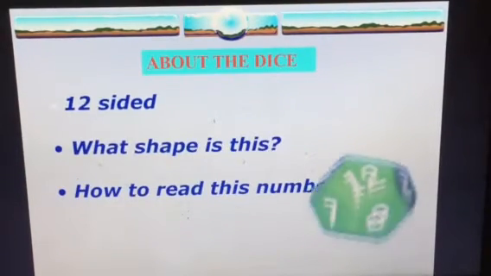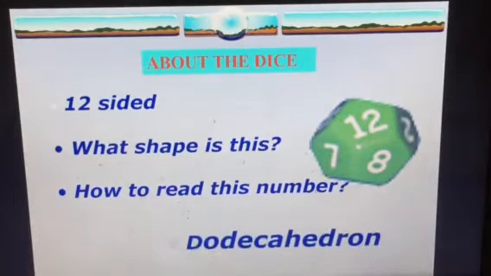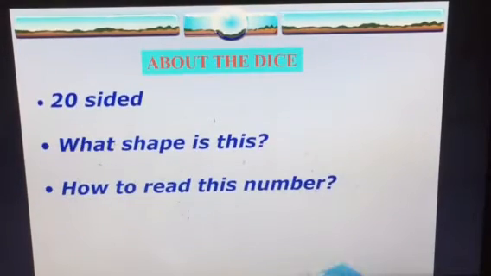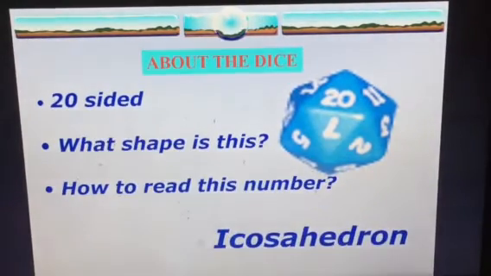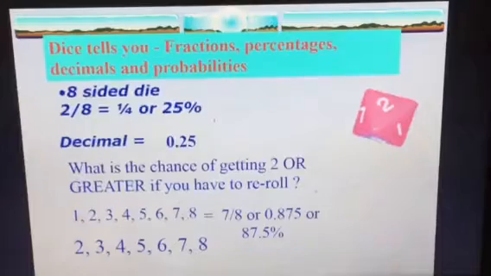Finally, we have 2 other dice, the larger dice. The next larger die is a 12-sided die, called a dodecahedron, read as the top number as well. So this die is read as number 12. And finally, the biggest die they have is a 20-sided die, called an icosahedron, and it's read as the top number.